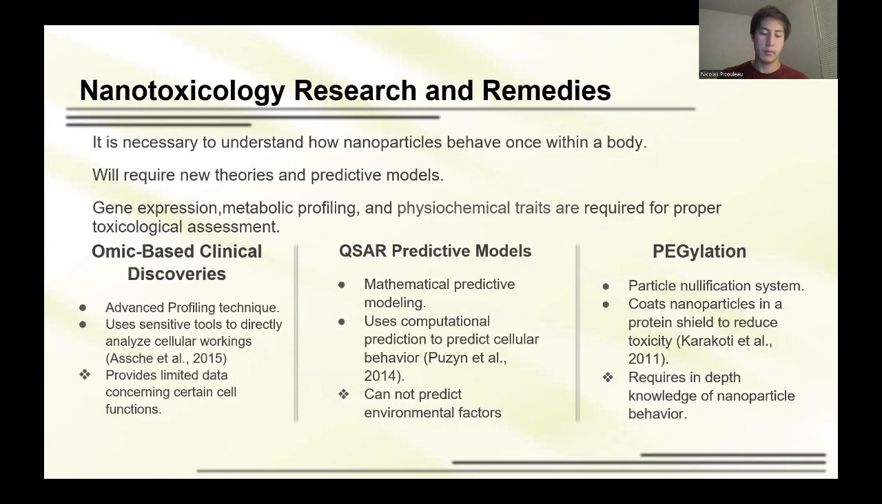This process can be done with other molecules other than PEG, such as polyvinyl pyrrolidone, various polymers, or even polyvinyl alcohol. However, PEG is the most popular option due to its ability to shield surface electrical charges.